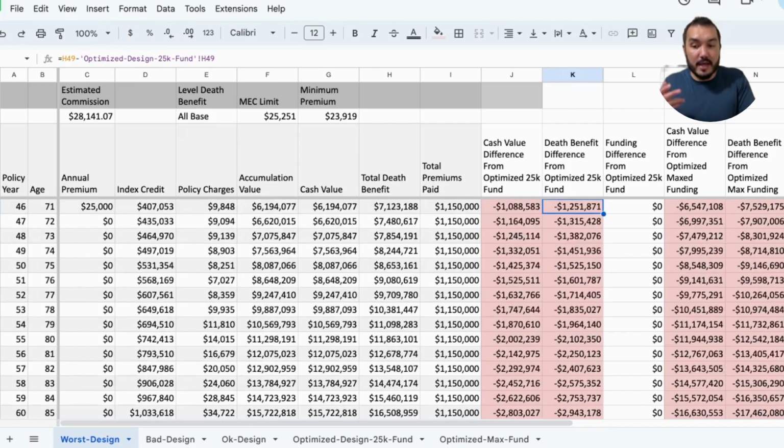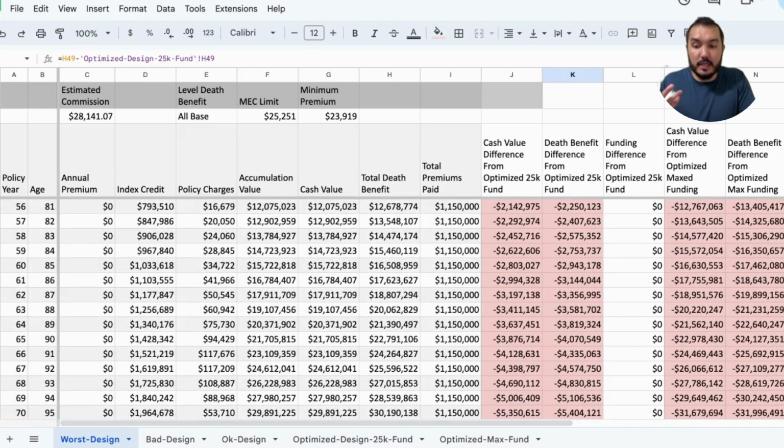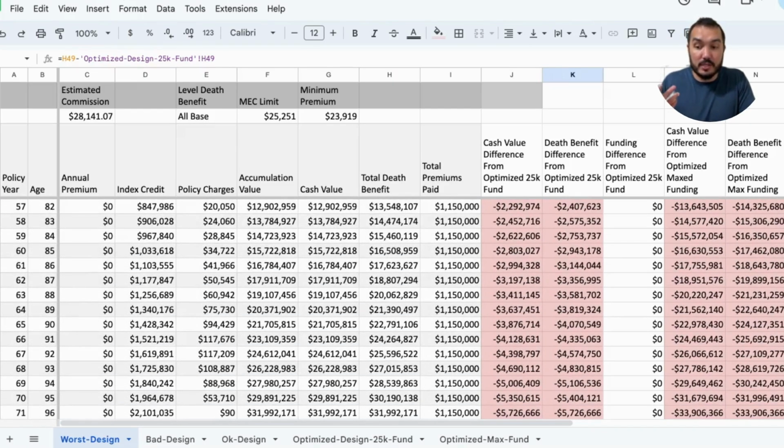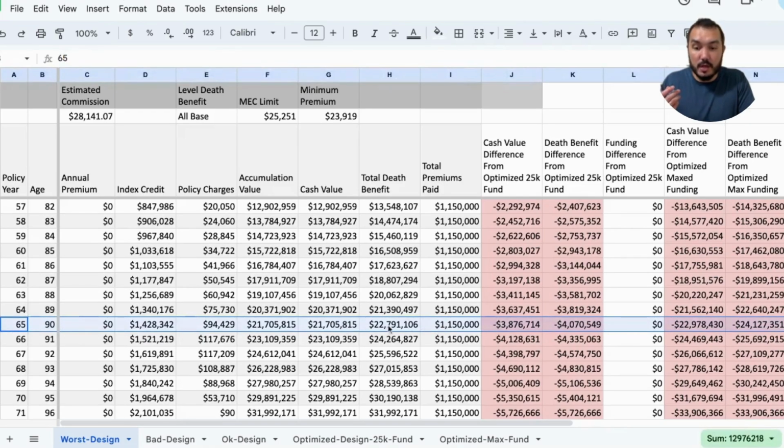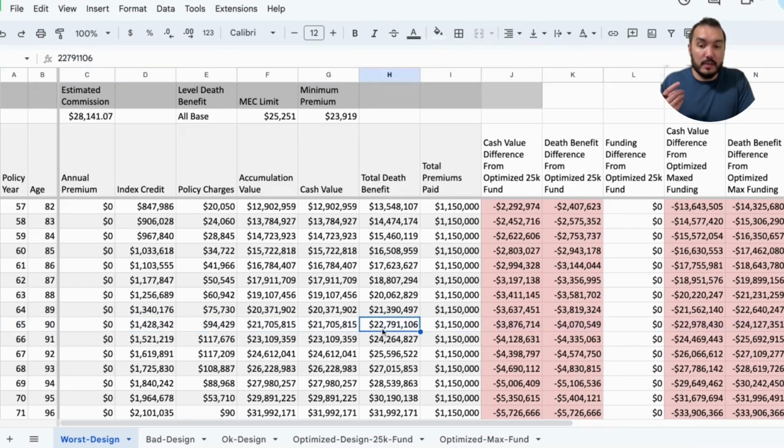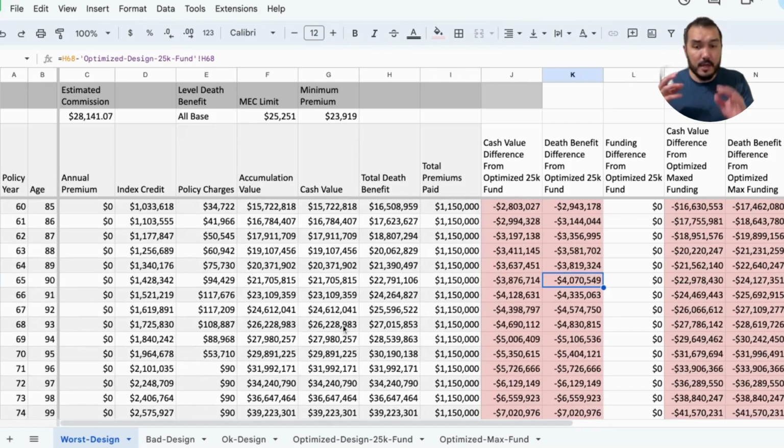And if we scroll down to, let's say, a realistic time where you might pass away, 90 years old, we're looking at a lot of money: almost 23 million in death benefit and 21 million in cash value. It's a lot of money, but it's significantly less than if you do the optimized design. So we'll walk through some of the bad design and spot check each of these policies here in a moment.